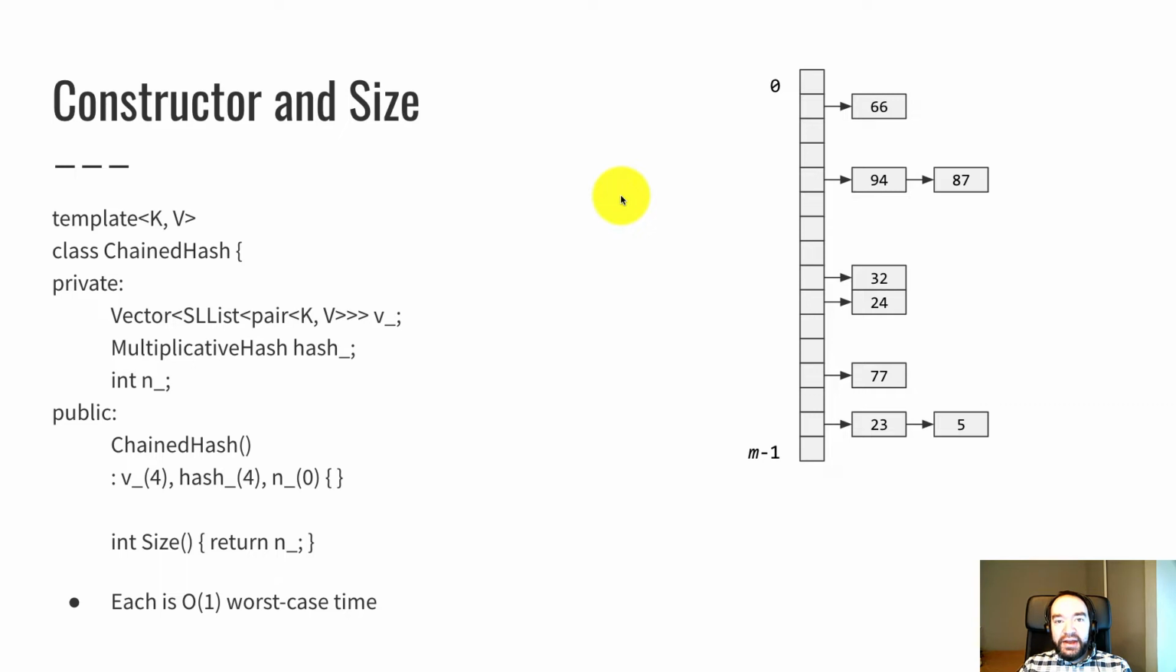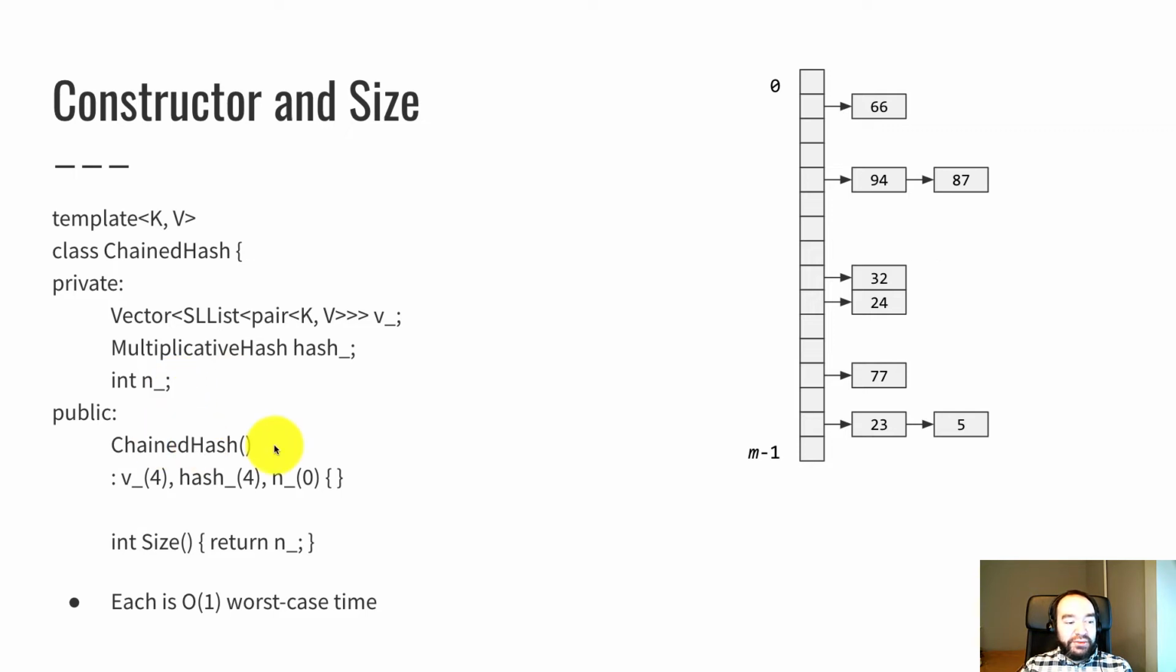Now that we've defined that structure, let's go through some pseudocode for how this class would work. This isn't exactly C++, it's pseudocode, but we would have a template class where the key type and value type, K and V, are parameters. We'd have our vector of singly linked lists of pairs. We'd have a multiplicative hash function that we use to compute indices, and we'd keep track of n, the size, or the number of pairs.